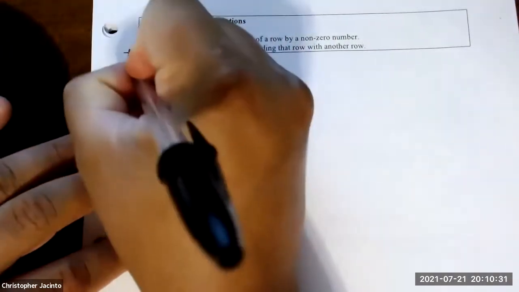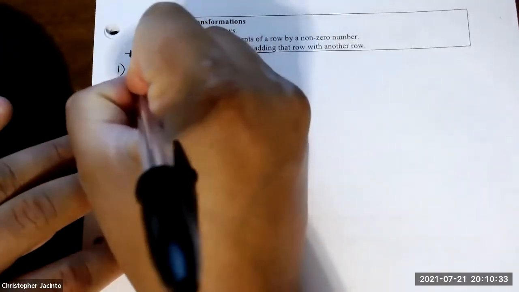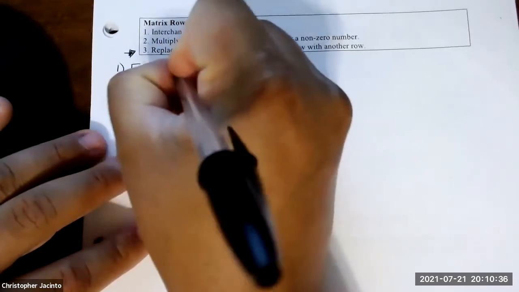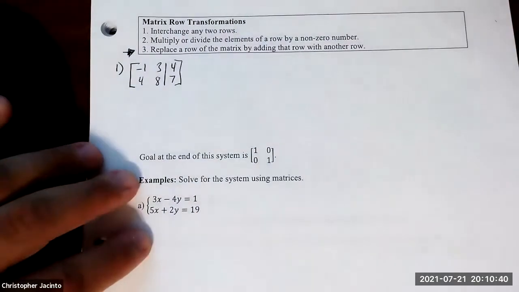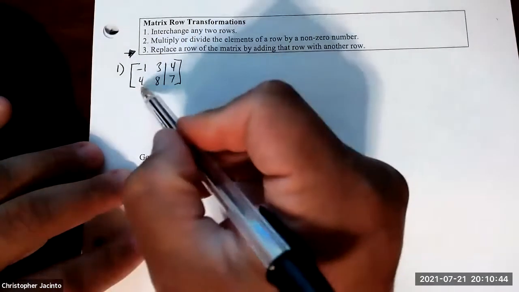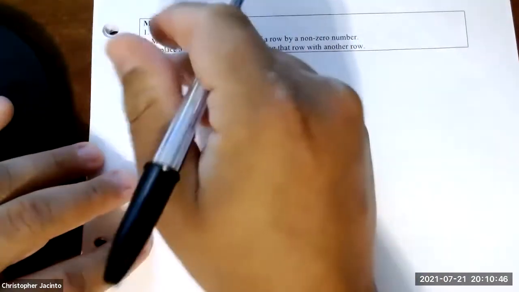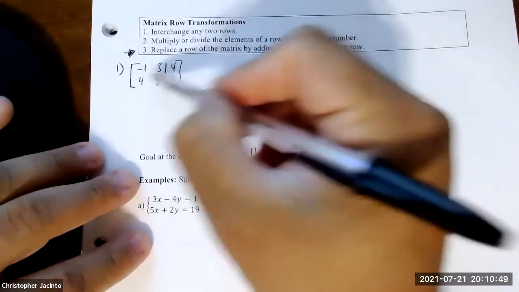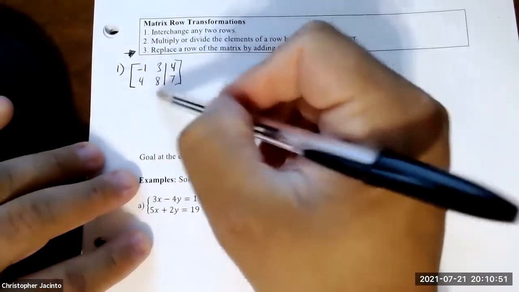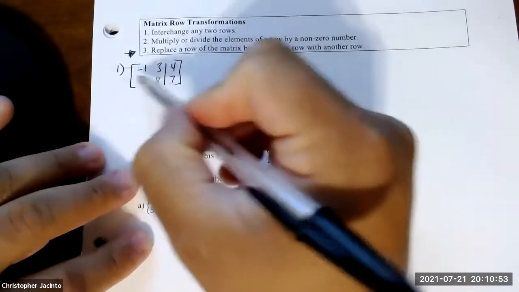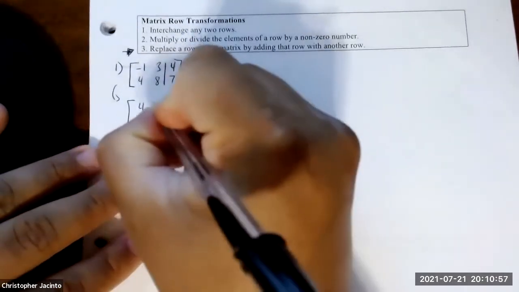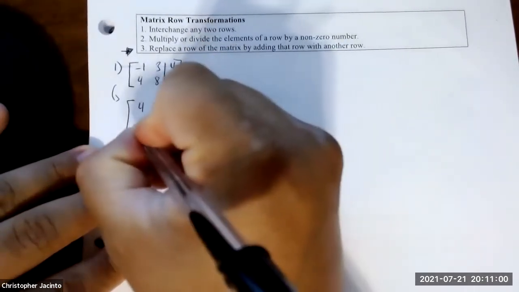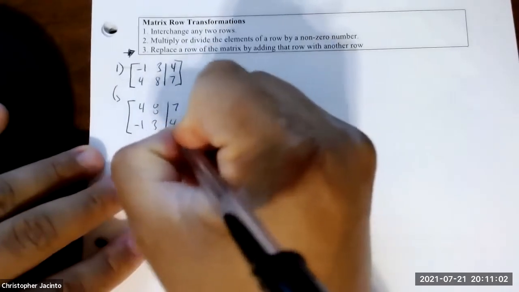So let's suppose we have this matrix. Okay. So number 1 says I can interchange any 2 rows, meaning I can swap these rows out. So remember, this is a row, right? Rows go this way, right? Columns go this way, if you want to, right? So I can swap these 2 rows to go make it look like this now. So it'll be 4, 8, 7, -1, 3, and 4.